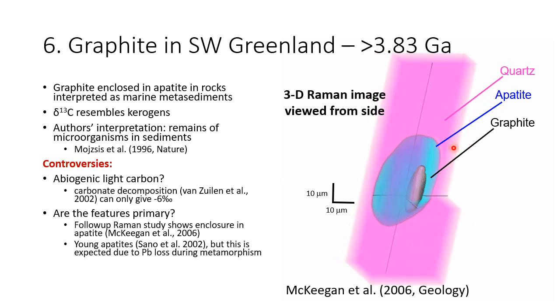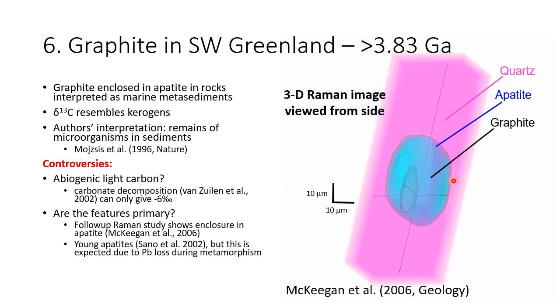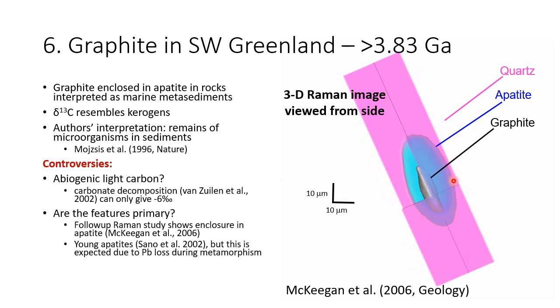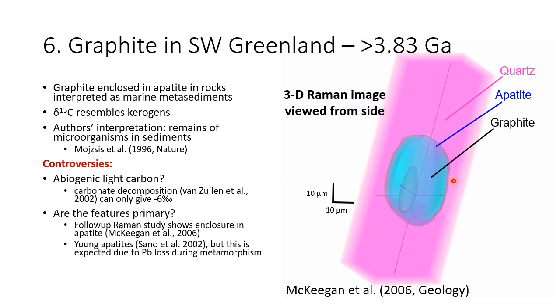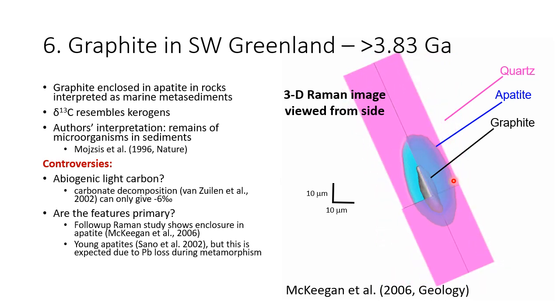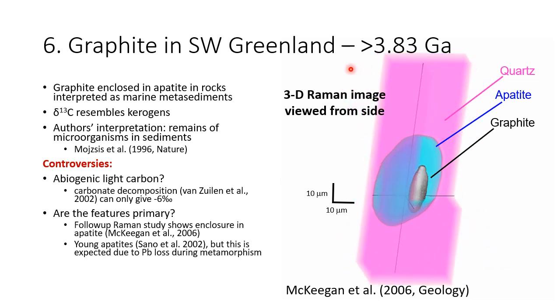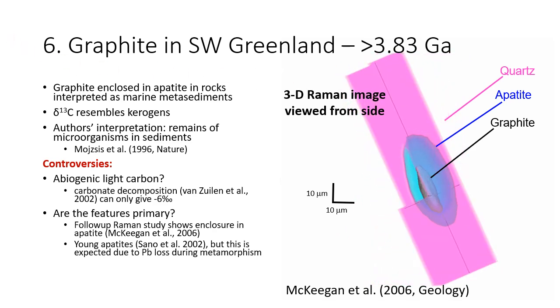Now, unfortunately, the apatites here cannot be directly uranium-lead dated to get an age for the graphite, because apatite tends to lose lead relatively readily during later metamorphism. So the apatites are 1.5 billion years in age, yet the best constraint we have for the actual age of these sediments remains this 3.83 billion year age from the cross-cutting relationship.